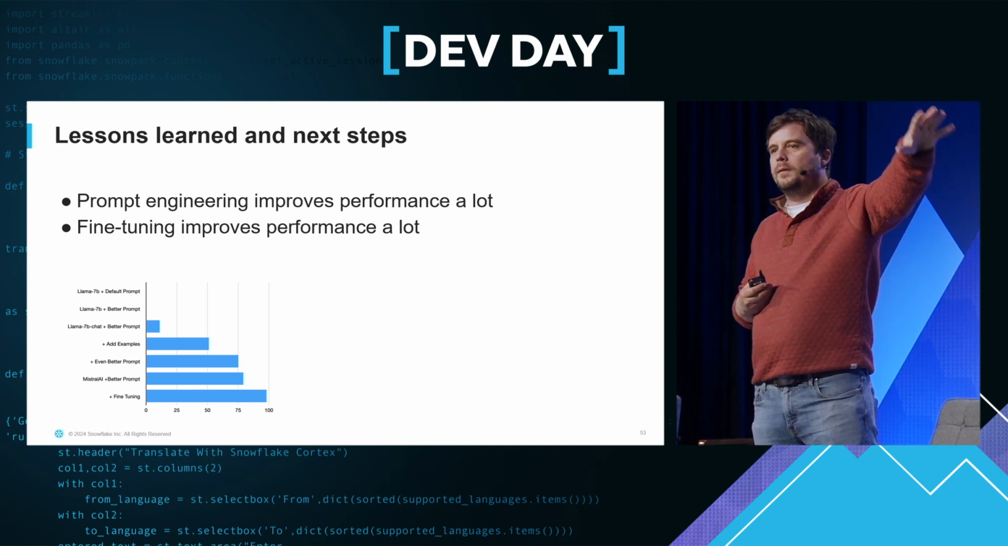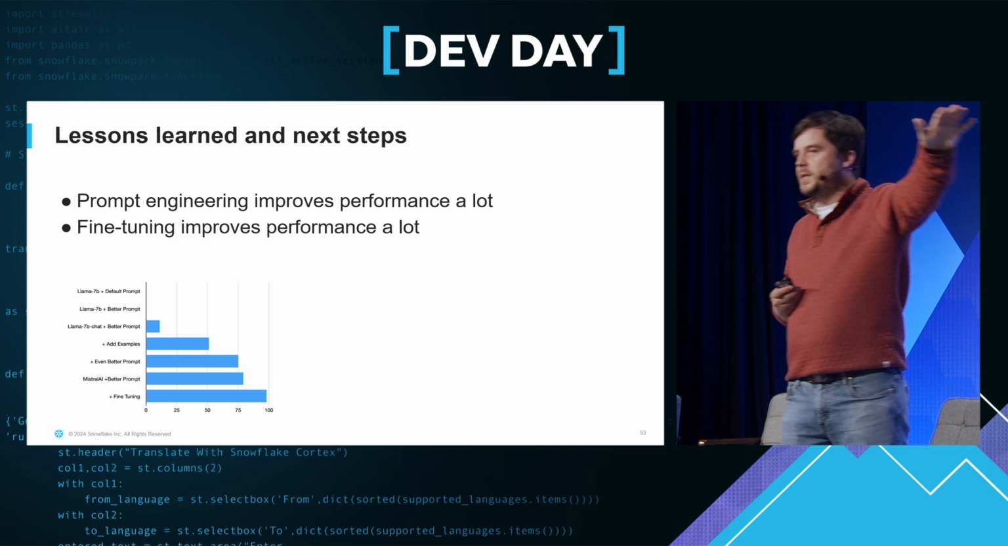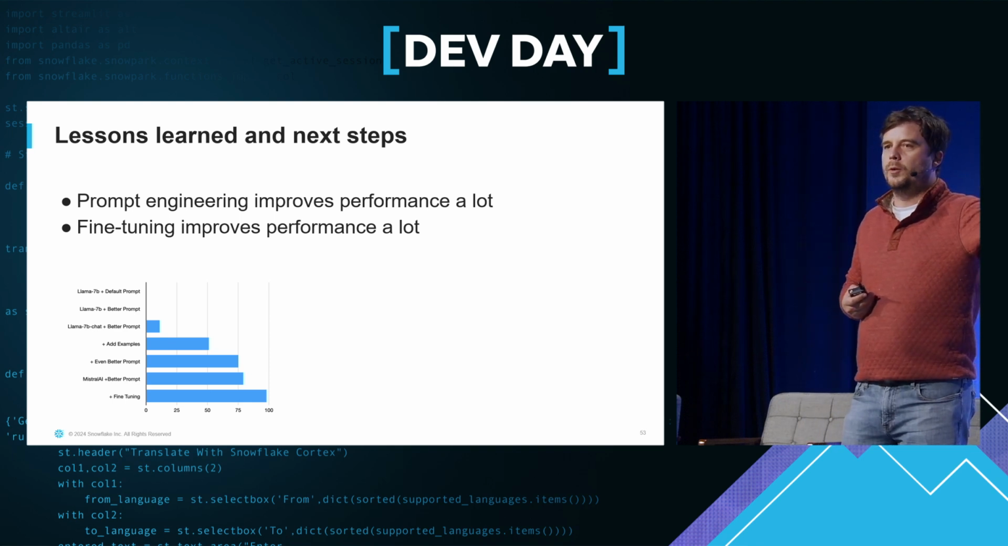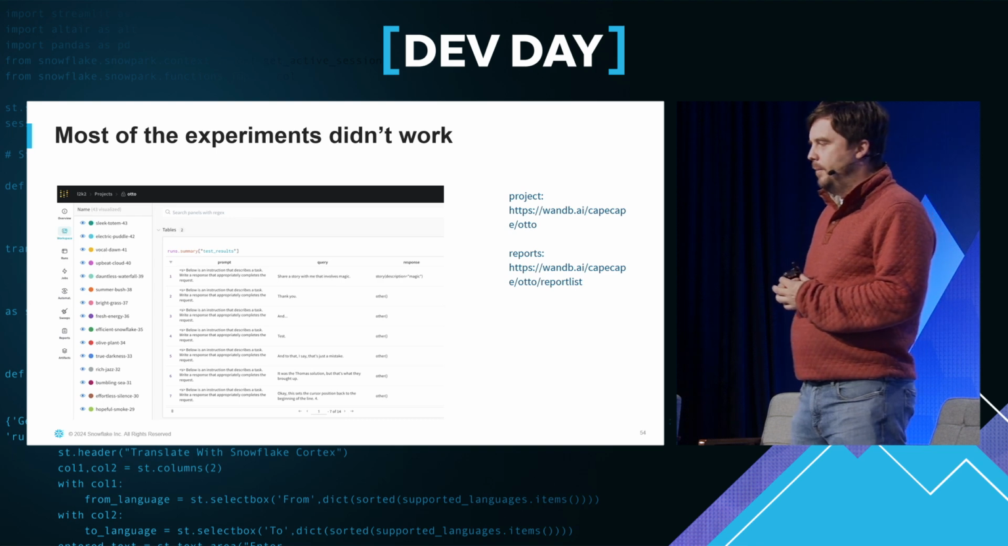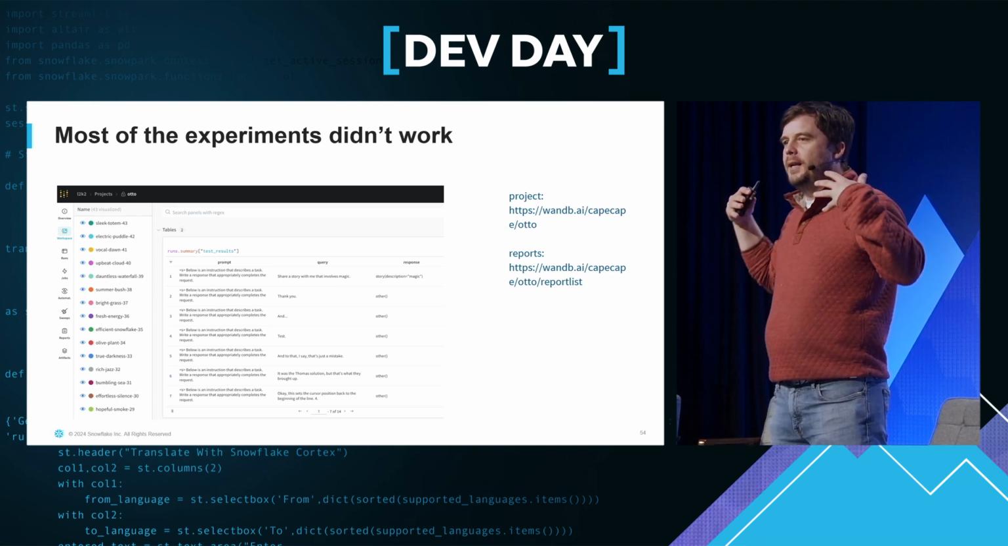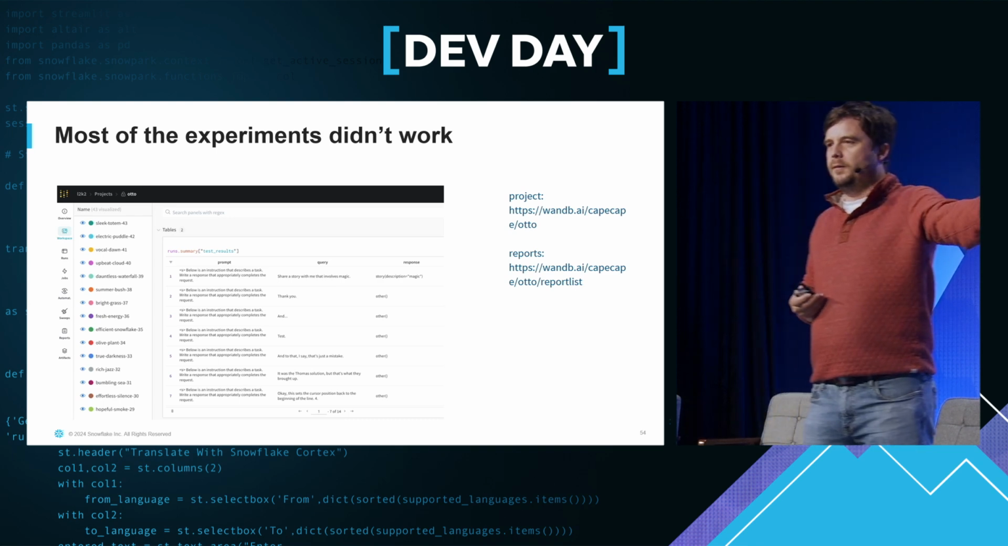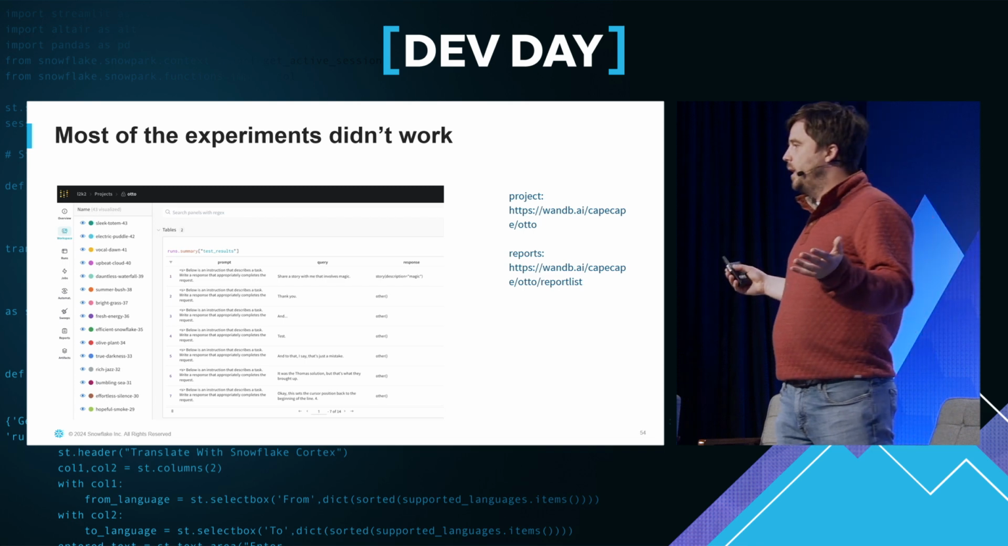And this all worked because I had a very clear evaluation set and I could measure my progress along the way. And most of the experiments didn't work. So I would say if your engineers can't tell you how much one of these techniques improves the system, then they don't have a good evaluation setup.